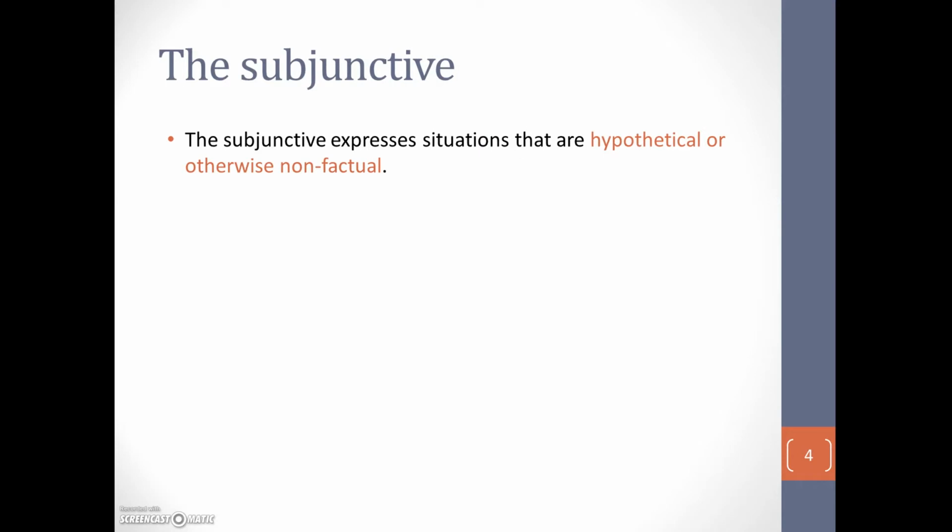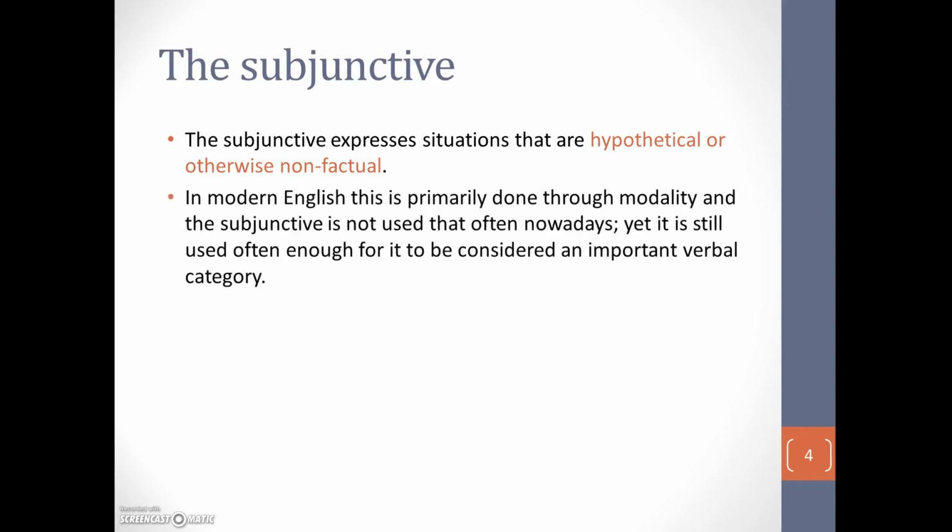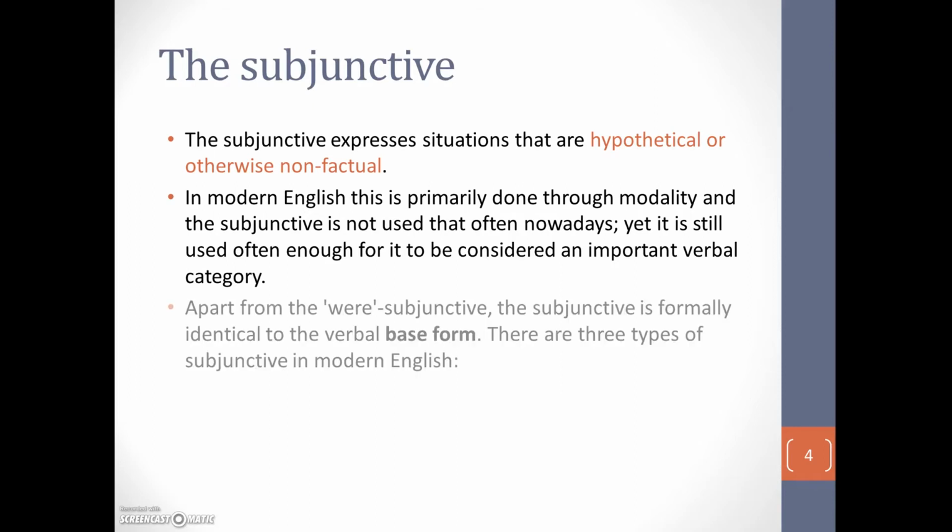We also have the subjunctive mood, and the subjunctive expresses situations that are hypothetical or otherwise non-factual. So in modern English, this is primarily done through modality, actually, by using modal verbs or semi-modal verbs, as well as what's called the modal past and the modal past perfect. And the subjunctive is not used that often, yet it's still used often enough for it to be considered an important verbal category, and this is why you need to know about it.